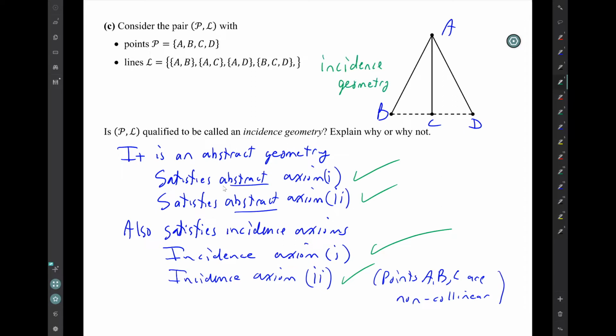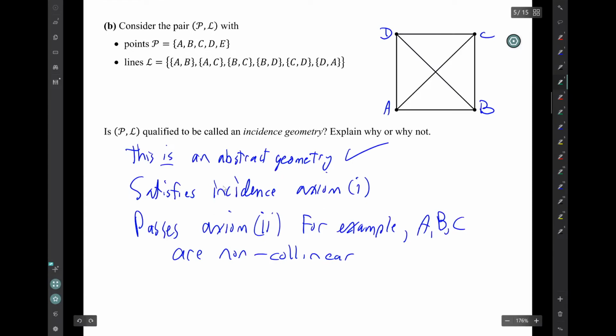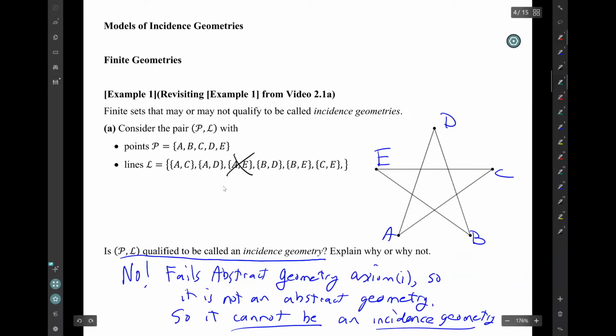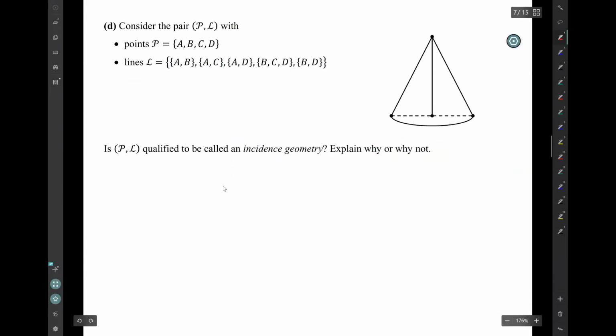And we knew from before that this was also an abstract geometry. So let's go back and add those notes to our previous examples. Example A, this was not an abstract geometry. Let's go on. What about this example? Remember from the previous video that this example was an abstract geometry. Let's remind ourselves why.